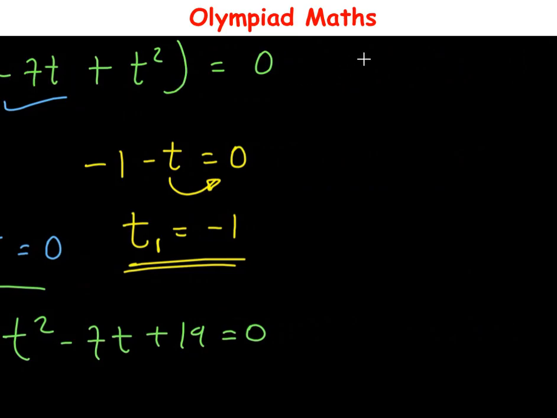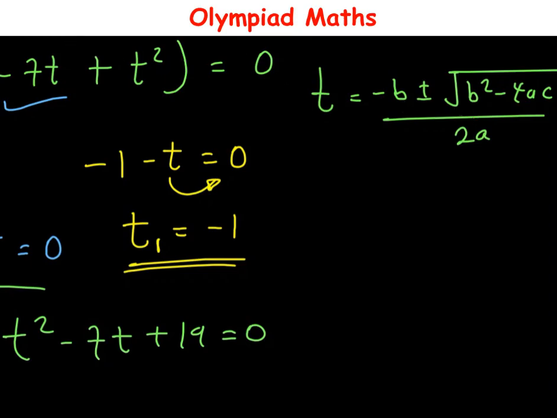So with respect to t, the formula is given by t is equal to minus b plus or minus square root b squared minus 4ac all over 2a. And in this case, the value of a is equal to the coefficient of t squared, which is 1. The value of b is equal to the coefficient of t, which is minus 7. The value of c is equal to 19.